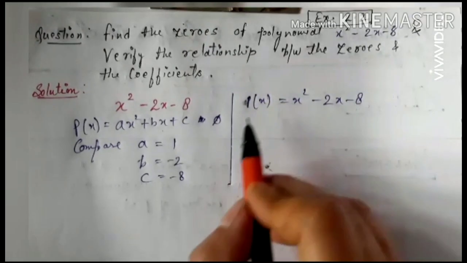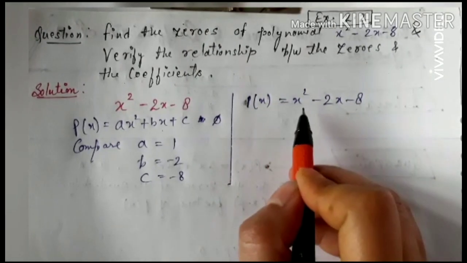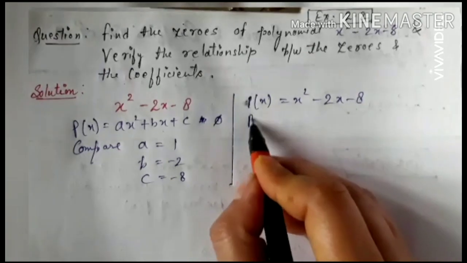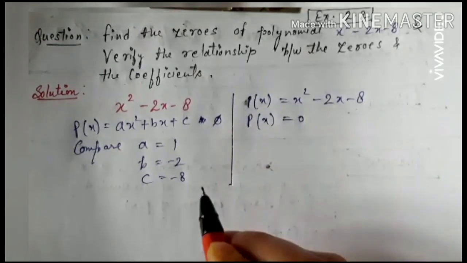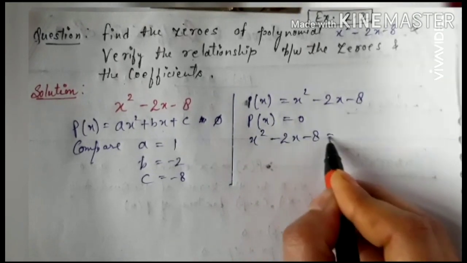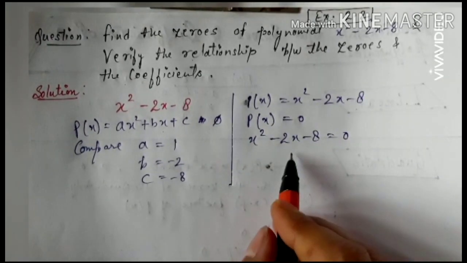This is the polynomial for which variable? It is for the variable x. So to find the zeros, we will take p(x) equal to 0. That means x square minus 2x minus 8 equal to 0. Now this is your quadratic polynomial.